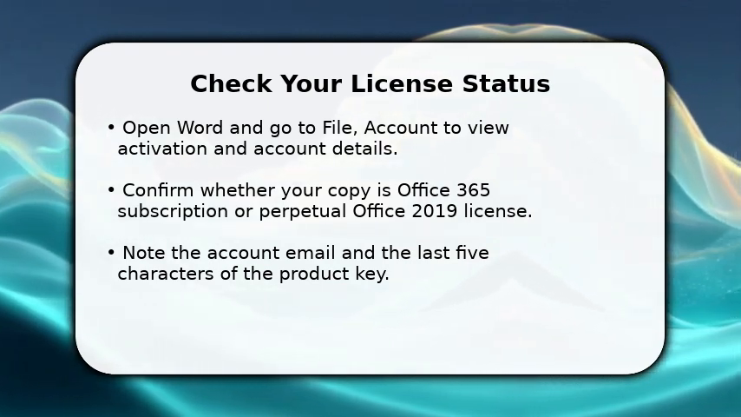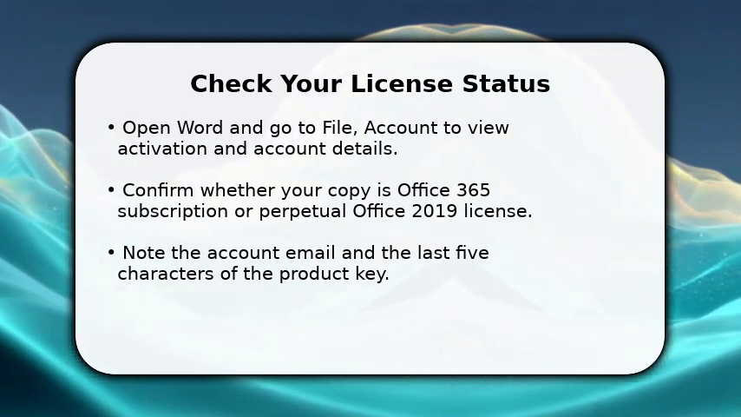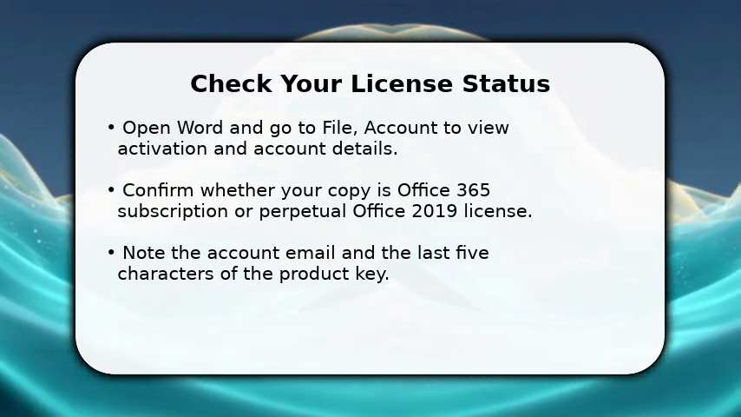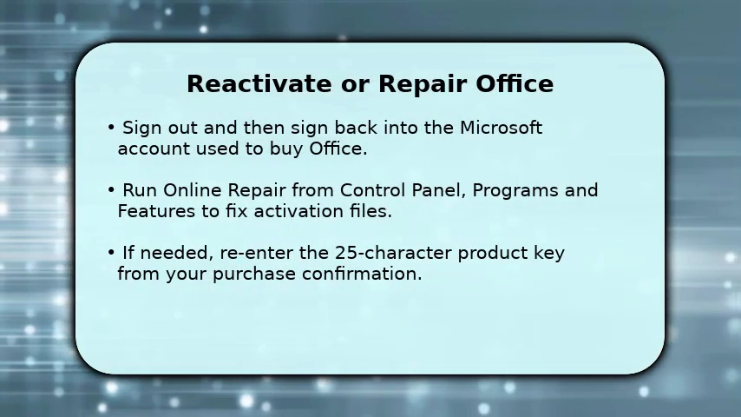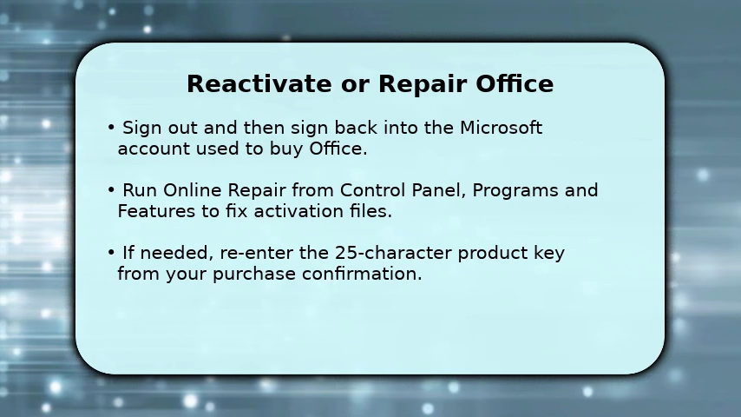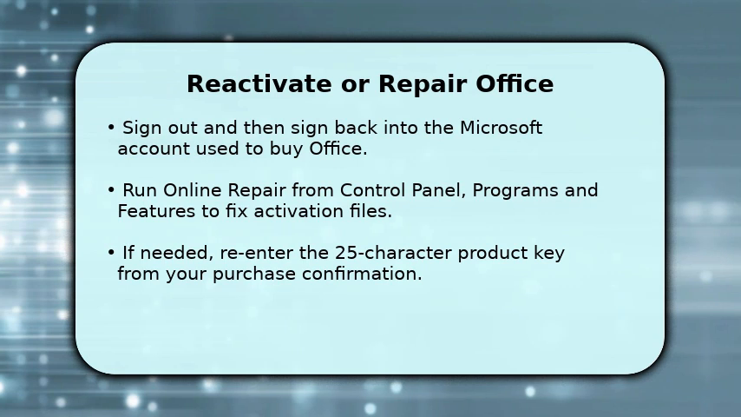If the status says unlicensed, sign out of any other Office installations using that Microsoft account. This check identifies whether you need reactivation, key entry, or account. Sign out of Word and then sign back into the Microsoft account used to buy Office. This forces a license refresh from Microsoft servers and often resolves activation errors.